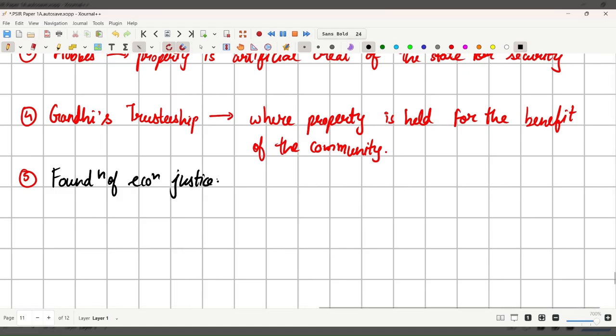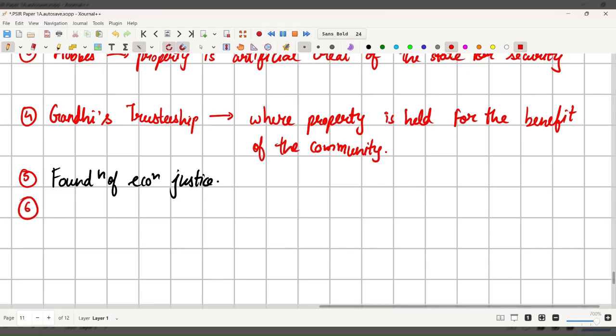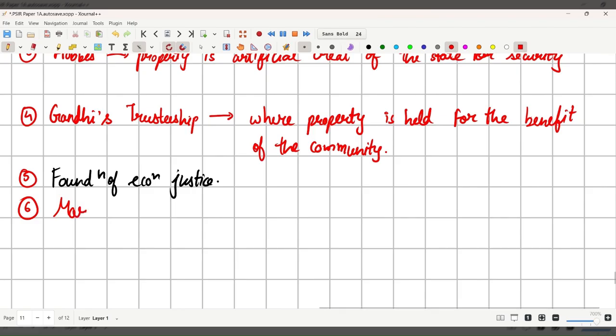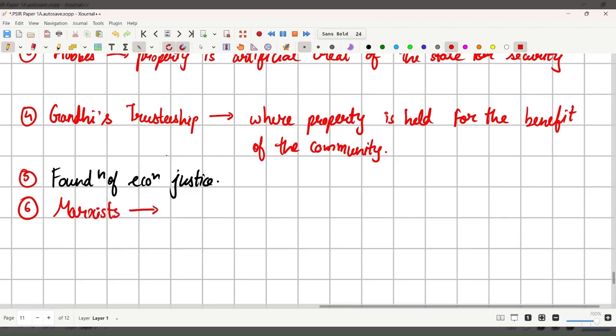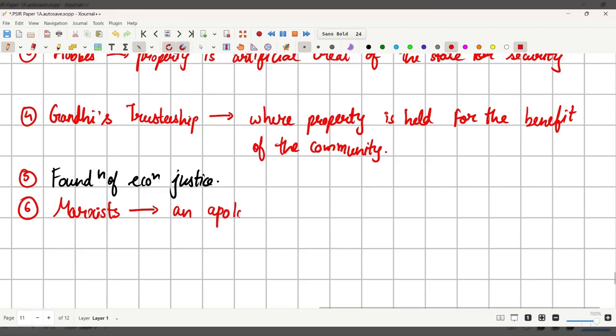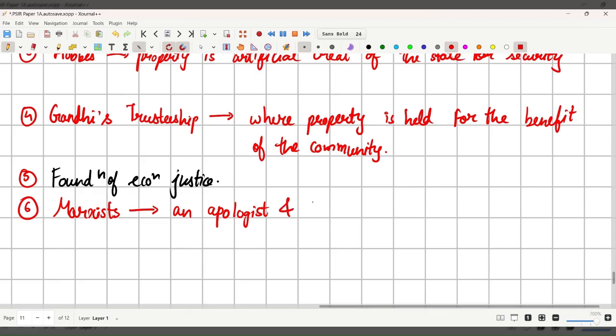Then you can also quote here Marxists, who are critics of Locke, and they criticize Locke as an apologist and theorist of bourgeois society.